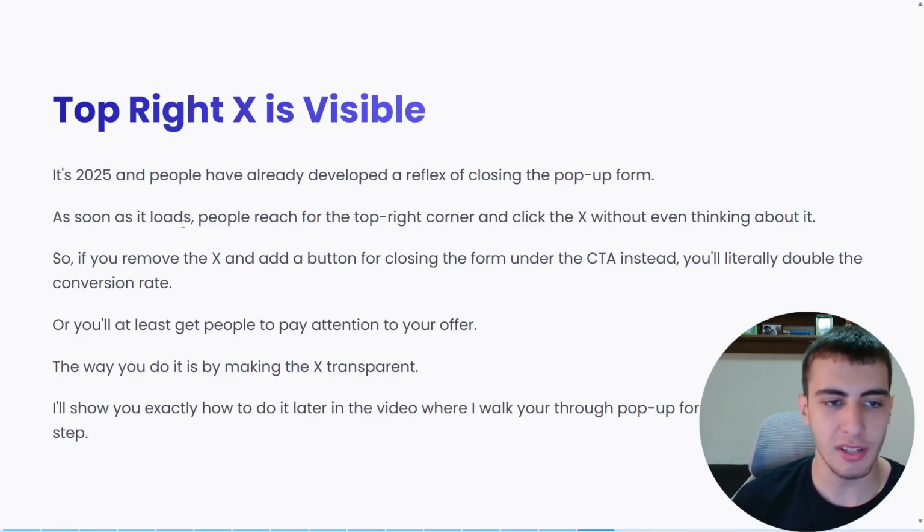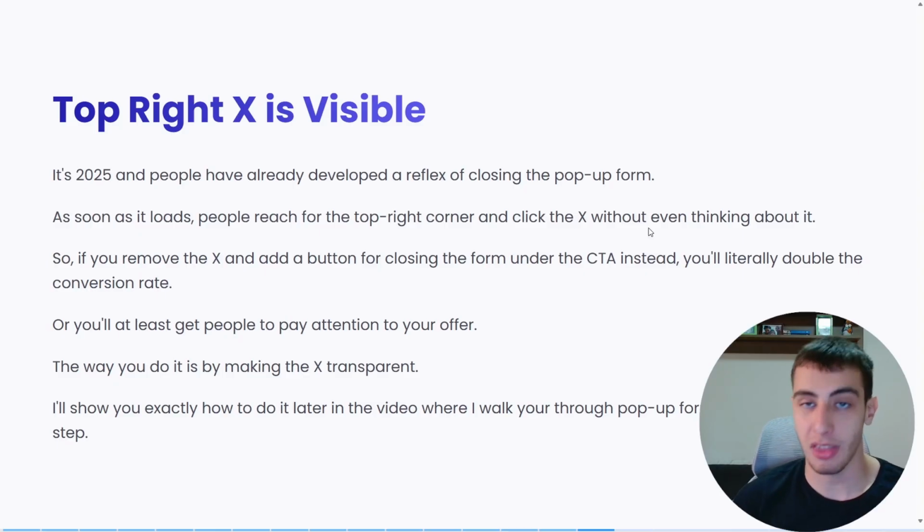So as I said, as soon as it loads, people reach for the top right corner and click the X without even thinking about it. So if you remove the X and add a button for closing the form under the CTA instead, you can literally double the conversion rate.